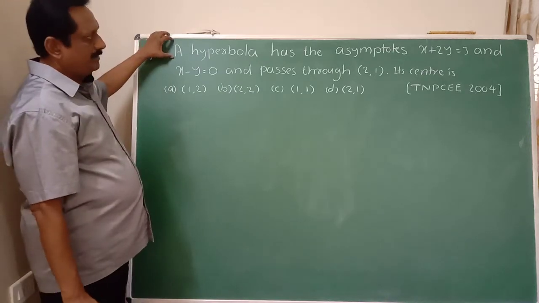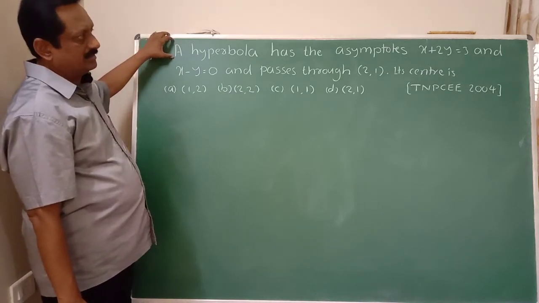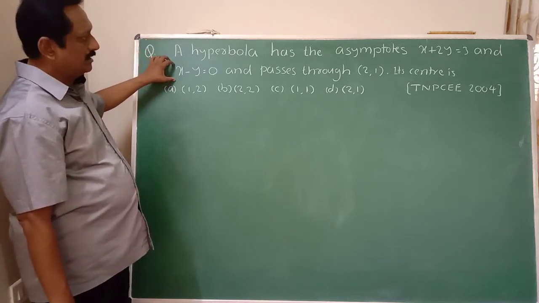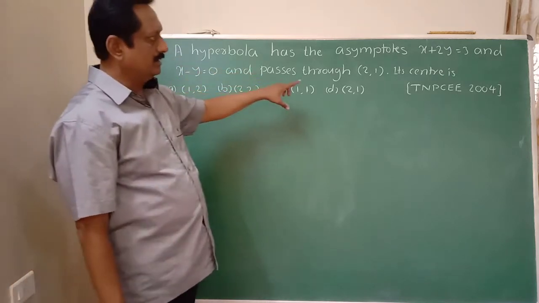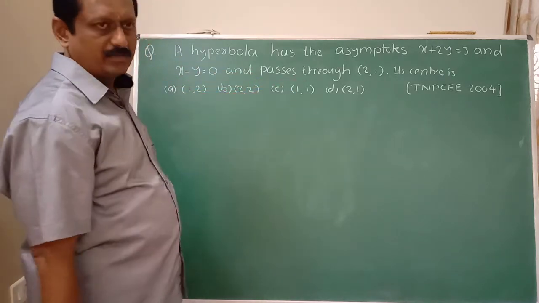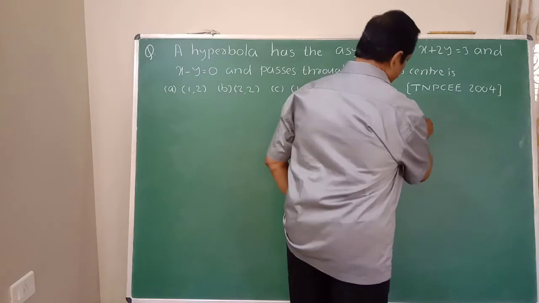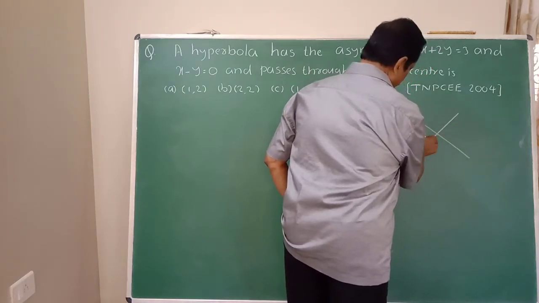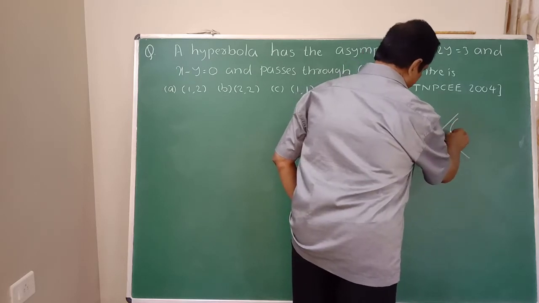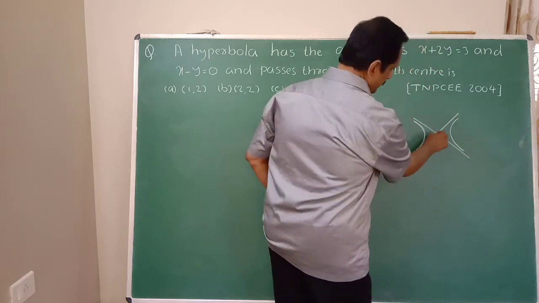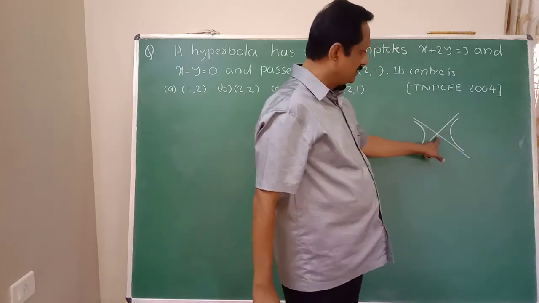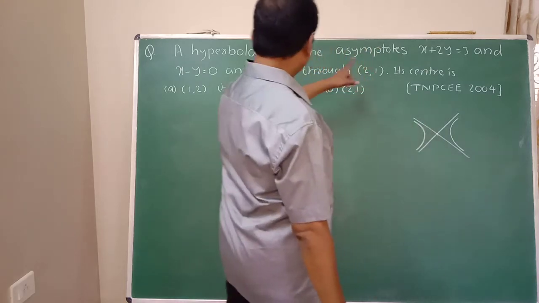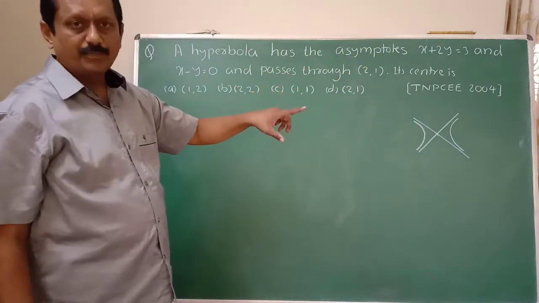A hyperbola has the asymptotes x plus 2y is equal to 3 and x minus y equal to 0, and passing through (2, 1). Then its center is what? These are the asymptotes, and this is the curve, the hyperbola. Obviously, the center of the hyperbola is the point of intersection of the asymptotes. Therefore, if you solve the given equations, you will get the point of intersection.